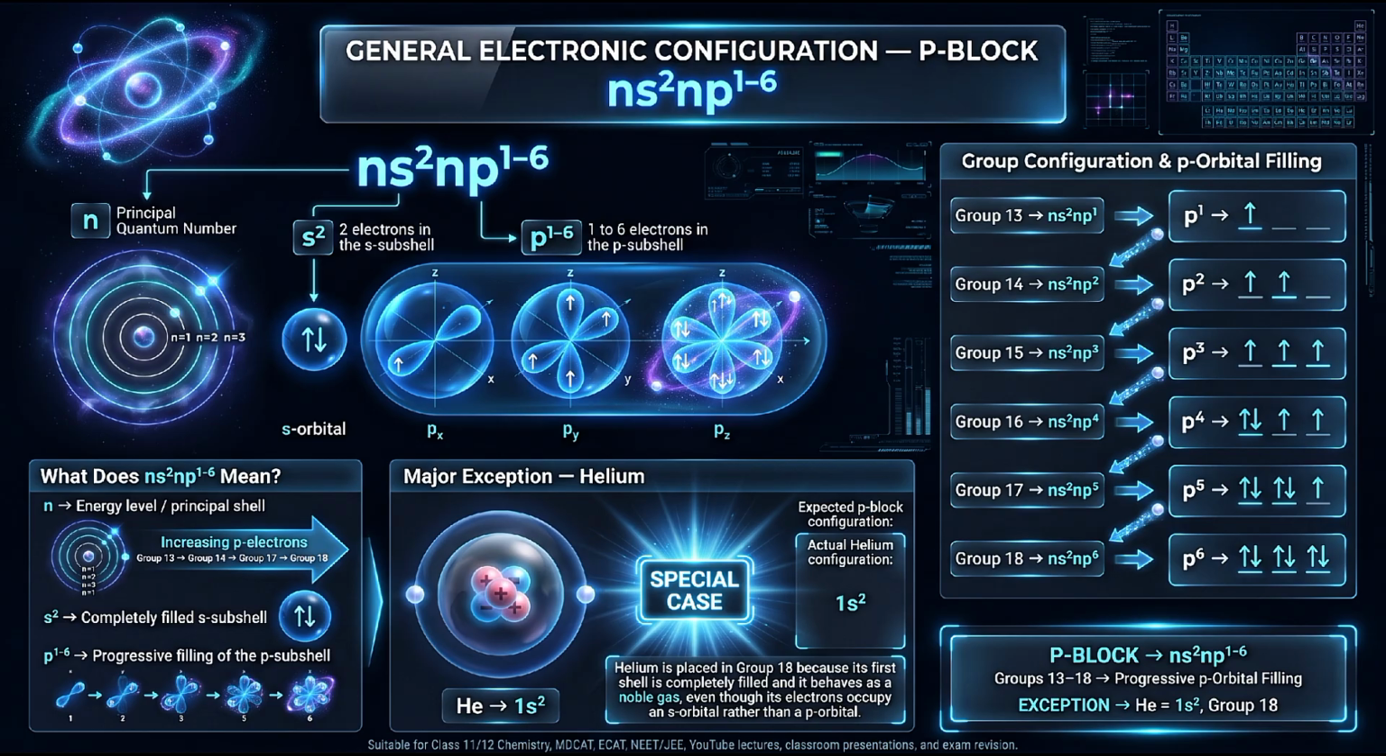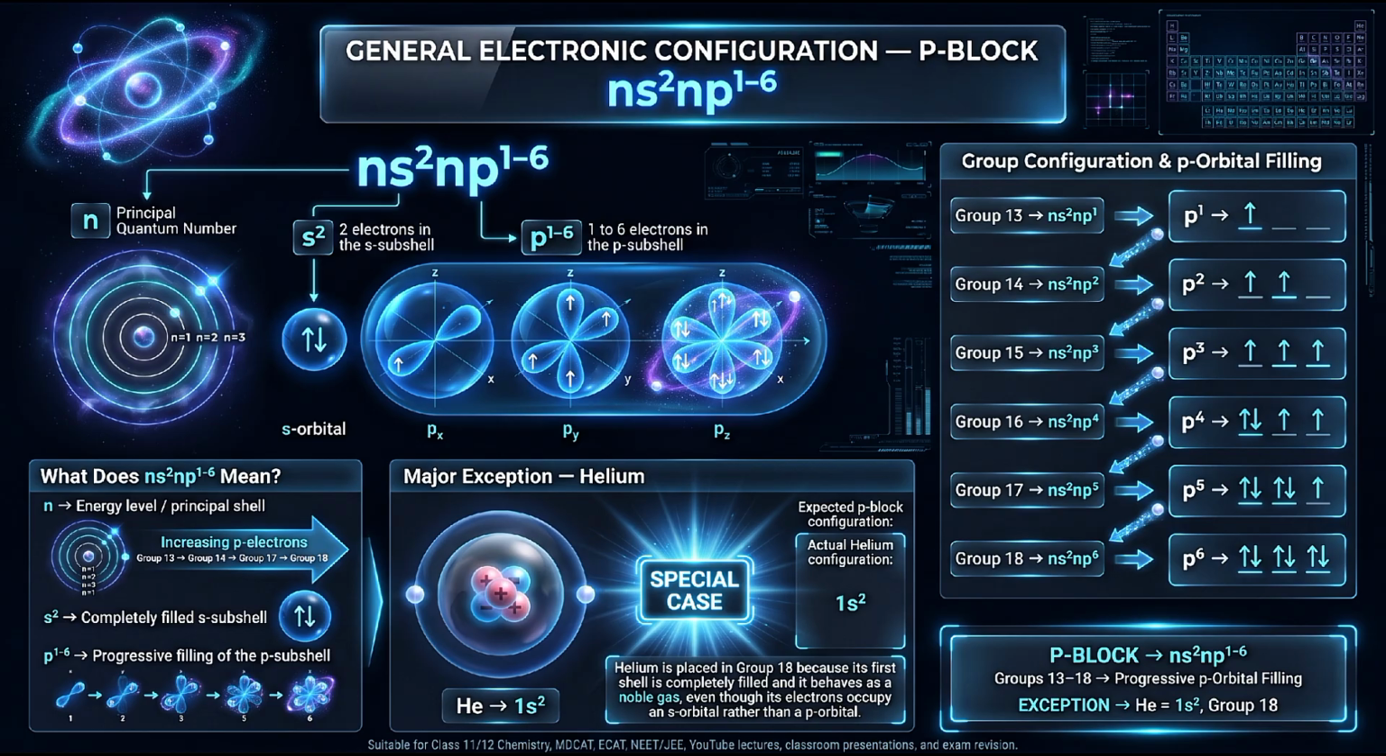The configuration also allows us to identify the group of a p-block element when its valence shell configuration is given. If the configuration ends in np¹, the element belongs to group 13. If it ends in np², it belongs to group 14. If it ends in np³, it belongs to group 15. If it ends in np⁴, it belongs to group 16. If it ends in np⁵, it belongs to group 17. And if it ends in np⁶, it belongs to group 18, with helium again treated as a special case.